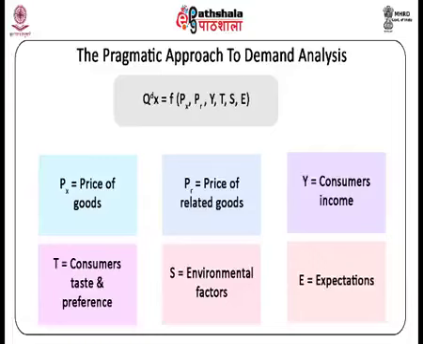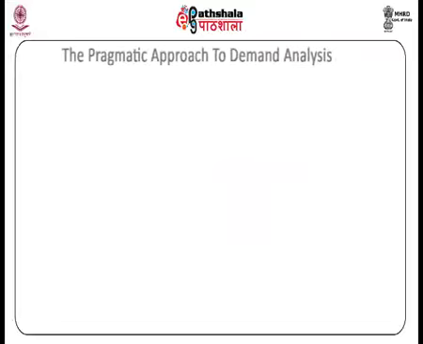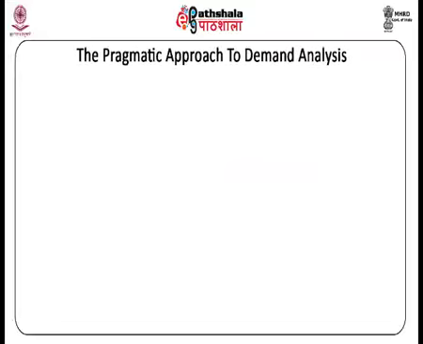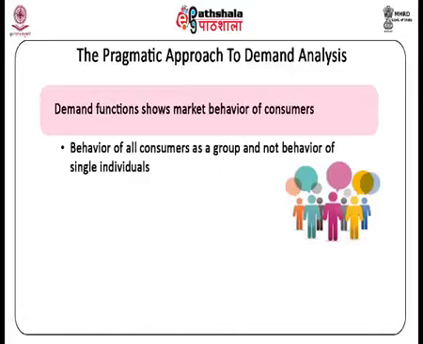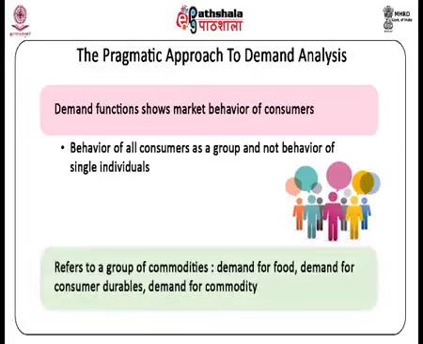The term QDX stands for the quantity that the consumer demands of good X. It is determined by many factors, that is, a multivariate relationship. Demand function, being a multivariate function, is estimated using the econometric methods. Such demand functions show the market behavior of the consumers, that is, the behavior of all consumers as a group and not the behavior of a single individual. In most cases, the demand function refers to a group of commodities, that is, demand for food, demand for consumer durables, demand for commodity, etc.